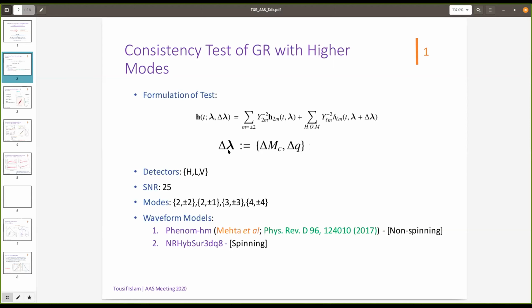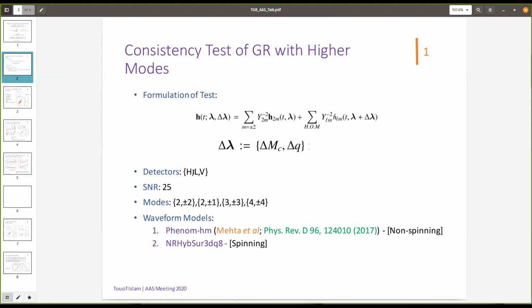Now here, to begin with, we consider non-spinning binary black holes. But later on, we are planning to also include spins in our test. Now, what we do here is that we estimate the posteriors of the distribution of lambda and del lambda, along with all the extrinsic parameters that describe the location and the orientation of the binary black holes, using a Bayesian parameter estimation setup. And for that, we inject simulated GR signals.